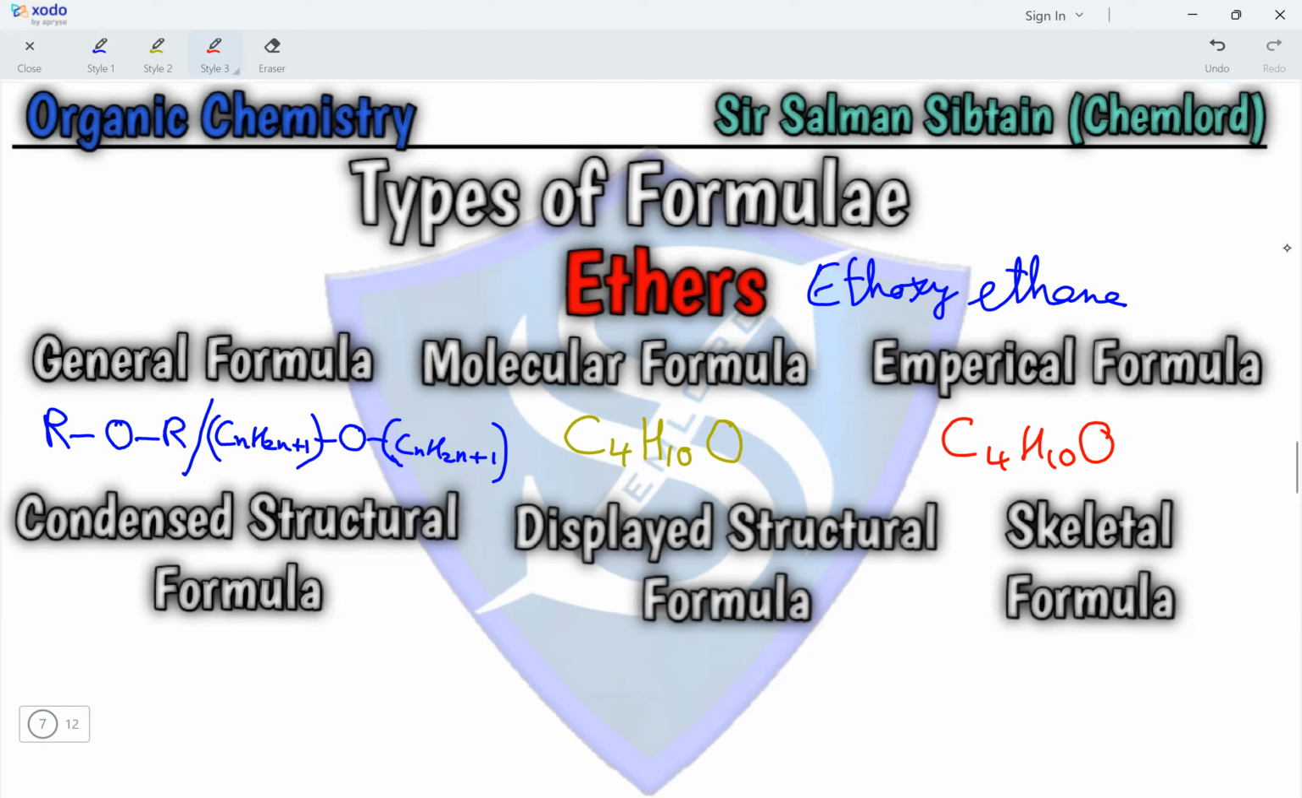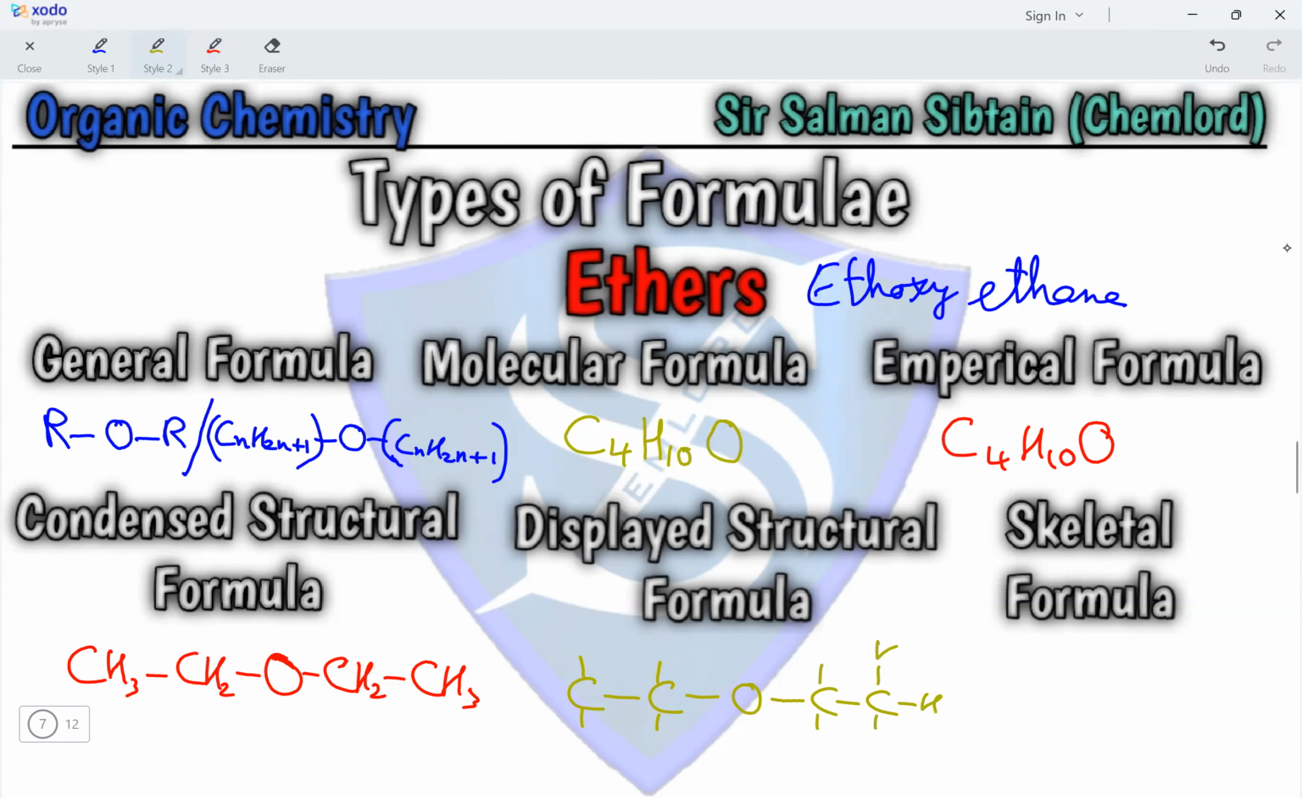Now for the condensed structural formula, we would have a CH3 next to a CH2 group. In between the carbon chains would be an oxygen atom. Then another carbon chain would begin with a CH2 and end with a CH3. Now in order to display this, we have two carbon atoms, an oxygen atom and again two carbon atoms placed in a straight chain, and hydrogen atoms bonded to each carbon atom at the positions where bonds are possible. So the terminal carbon atoms would have three hydrogen atoms placed on them, and the ones in between would have two hydrogen atoms placed on them, completing the displayed structural formula of ethoxyethane.